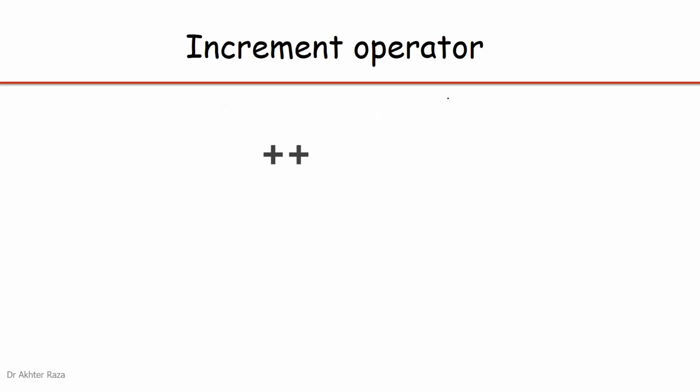It has two versions, plus plus and minus minus, and it can be written as a prefix or as a suffix. Prefix means before the variable and suffix means after the variable. So we have two options: either we can use it before a variable or after a variable. The syntax is counter plus plus. Counter is an integer variable, and counter plus plus will increase the value of counter by 1.